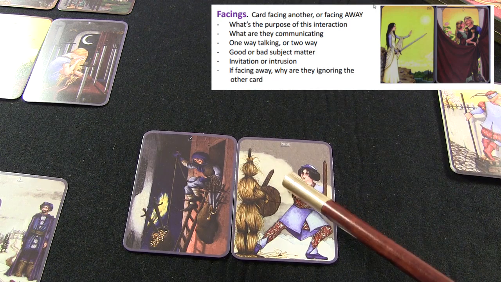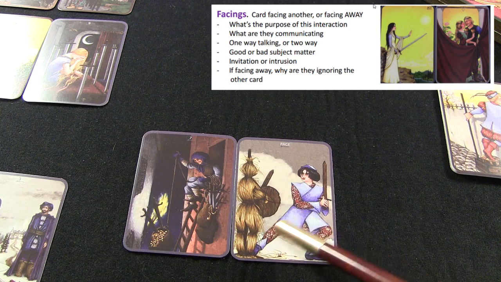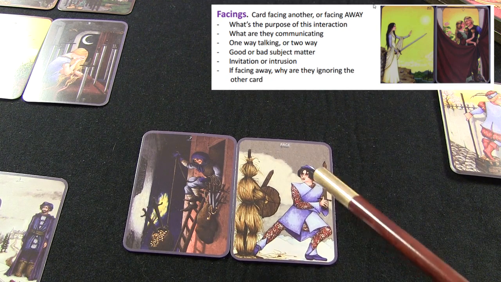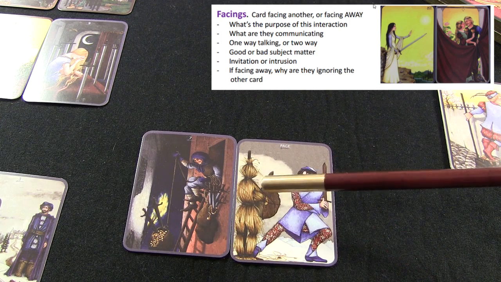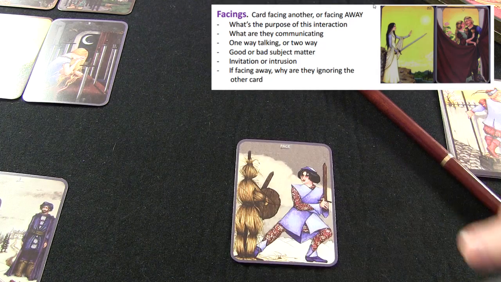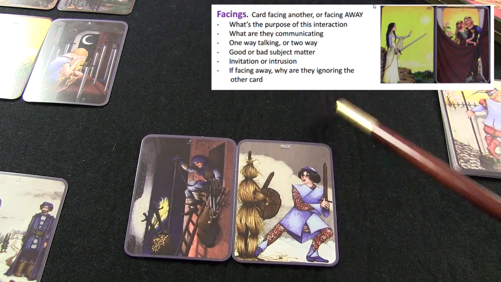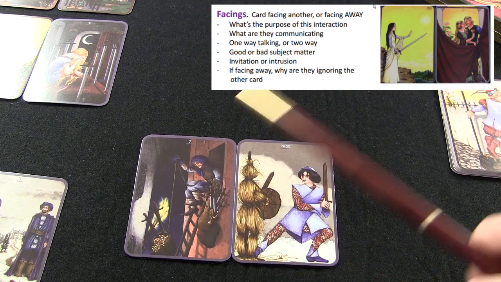Here we have the Page of Swords, and as you can see, he's kind of defending himself. He's getting ready in some sort of ninjutsu stance to defend himself, he has a sword in hand, and he looks kind of anguished. Of course, if you read the card by itself, he's defending himself against or practicing with this dummy. But if you look at the facing, he is facing this other card. The other card is the 7 of Swords.